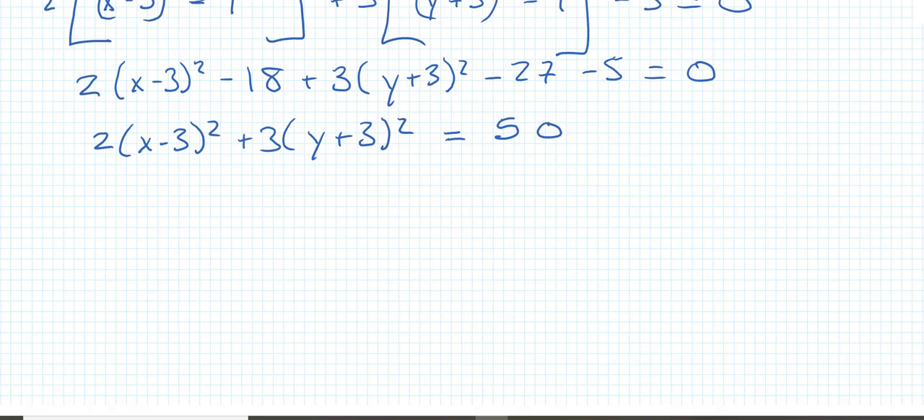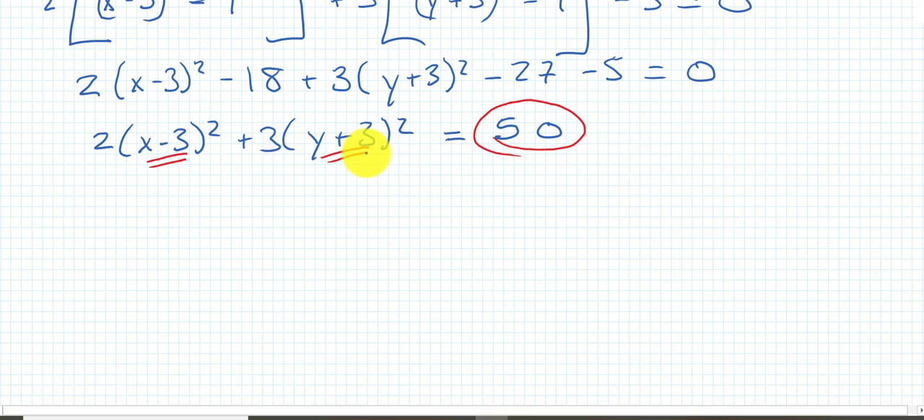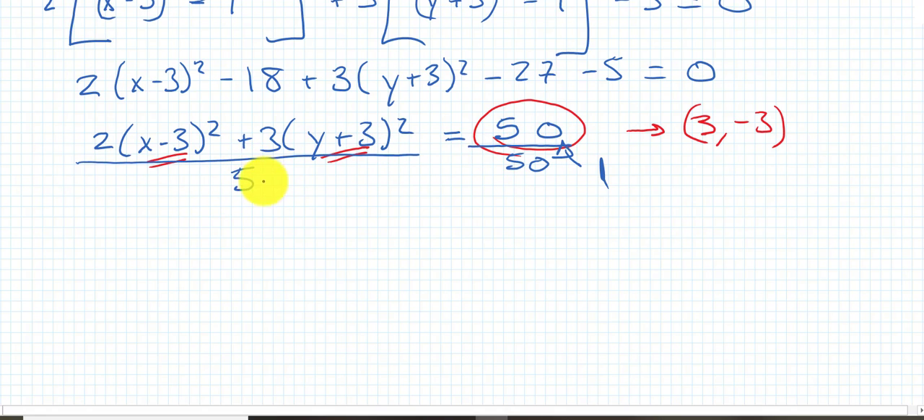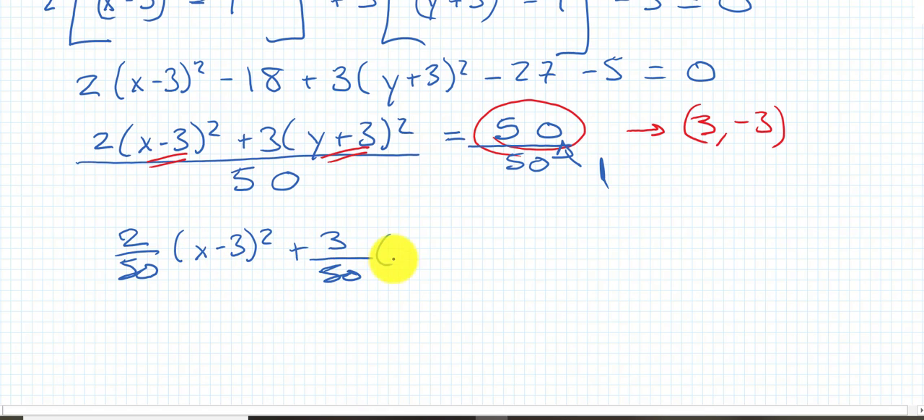Now, this is not the standard form of an ellipse, although I do have my center. If the question is just finding the center, I know my center is going to be 3 and negative 3. But if you want to write it in standard form, you know that here you need to have 1. So you divide both sides by 50 to get your 1 on the right side. So what do you have? You have 2 over 50 times (x minus 3) squared plus 3 over 50 times (y plus 3) squared equals 1.